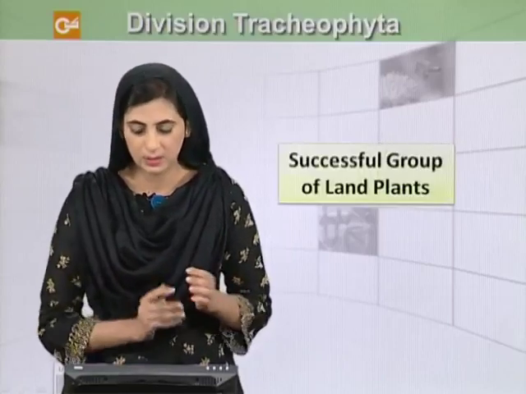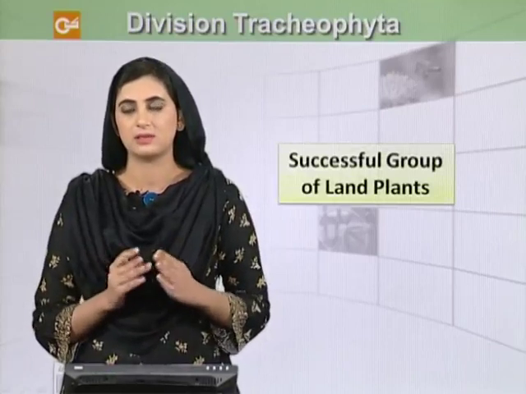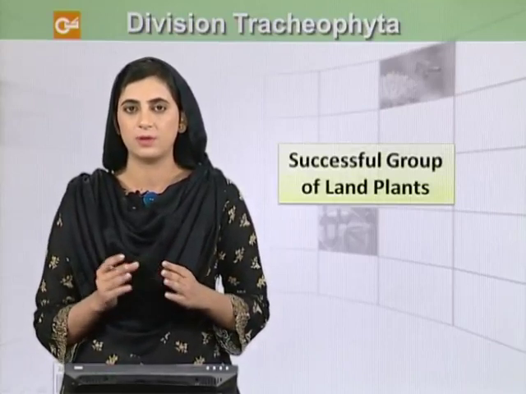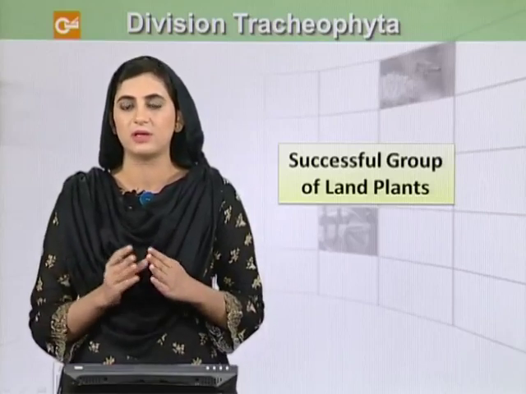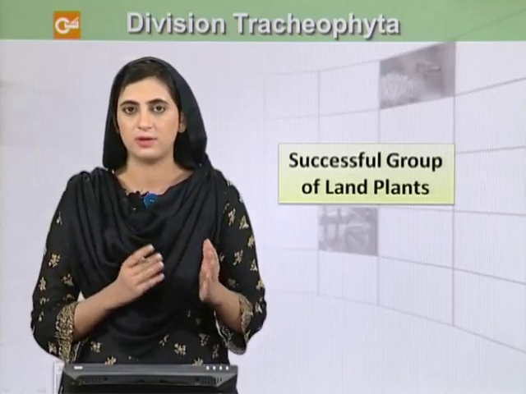We know that plants are subdivided into two divisions, known as Bryophyta and Tracheophyta. From now on we will discuss these Tracheophyta. These Tracheophyta are known as vascular plants because they have vascular tissues comprising xylem and phloem. They are considered a successful group of land plants because they have developed even more complex features or adaptive structures than the lower land plants.